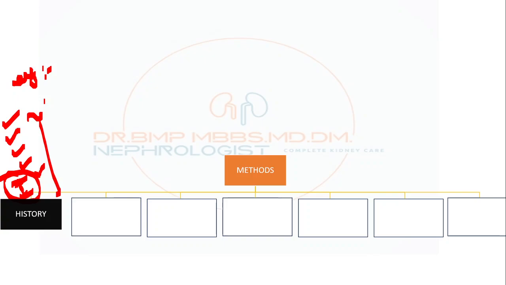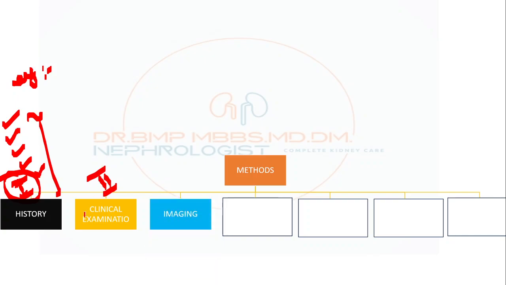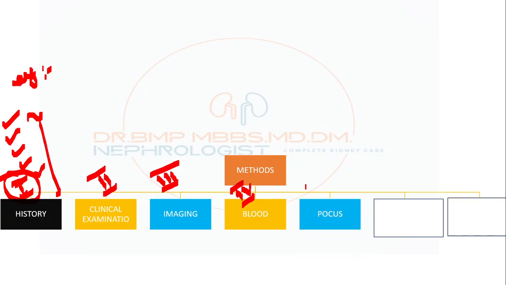The first is the history. Second is the clinical examination to look for signs of depletion or overload. Third is the imaging. Fourth is the blood investigation, which we use to catch the volume status. Fifth, even though it comes under imaging, nowadays separate significant importance is being given to this: point of care ultrasonography.